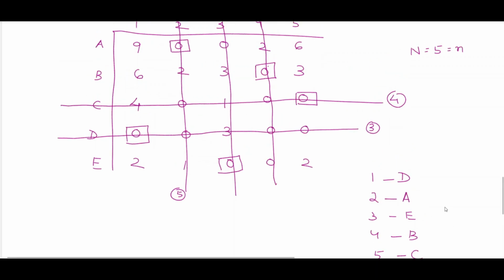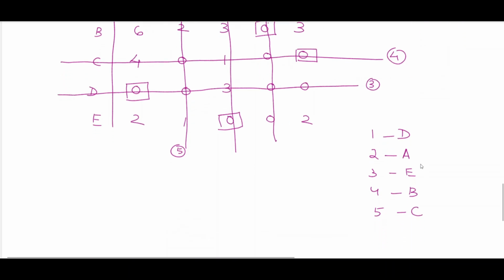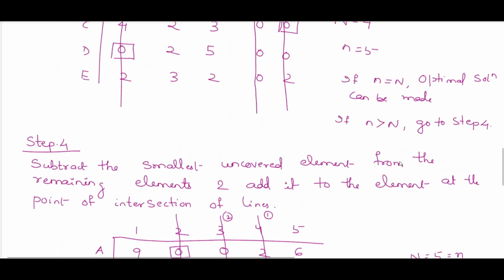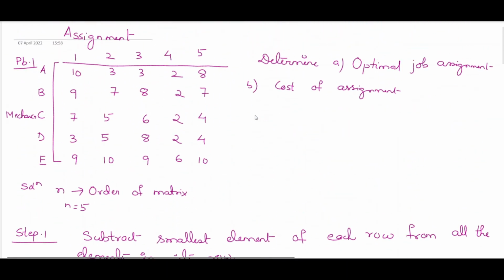So what was asked in the question? Find the optimal sequence of allocation. So this is the optimal sequence of allocation. Part A is completed. Now the second part was you have to determine the minimum cost. 1 is allocated to D, so go to the main question. What is the cost of assignment? D will charge rupees 3.